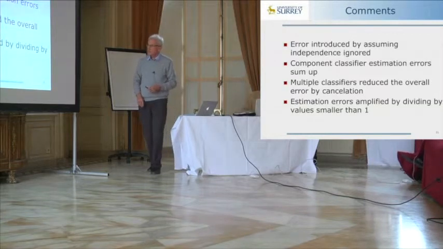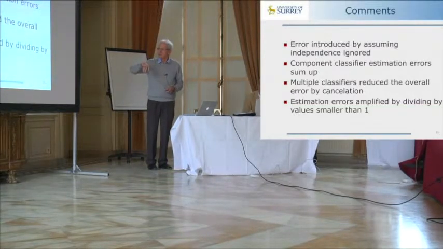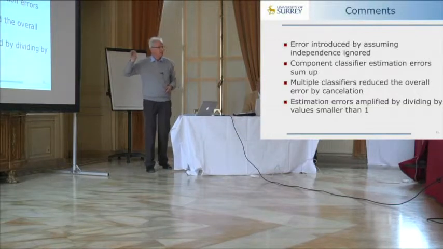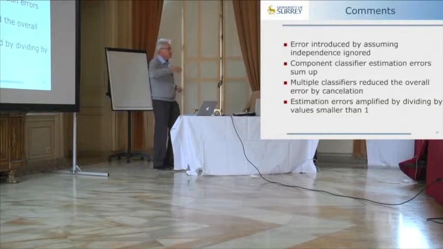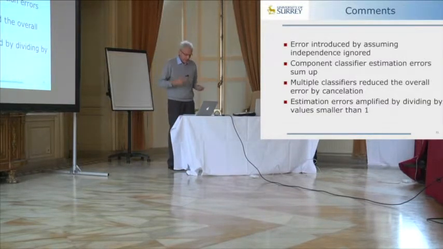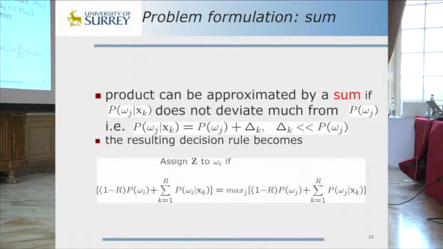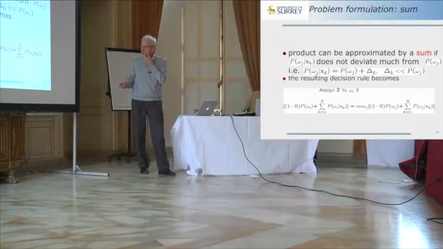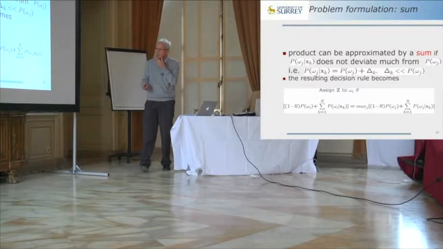And basically what happens is that when you have estimation errors, well, I don't want to go back to that formula after such a big lunch, but what happens is that the errors get amplified by dividing by a value which is less than one by the actual a posteriori probabilities, and this is why the product rule doesn't work so well. Whereas the sum rule works very well, and one can actually show that you get a sort of attenuation of errors.